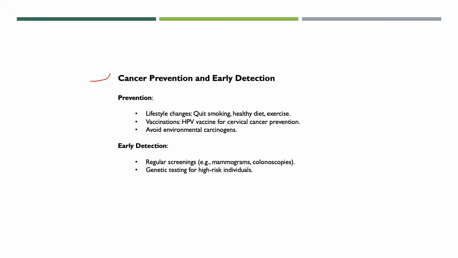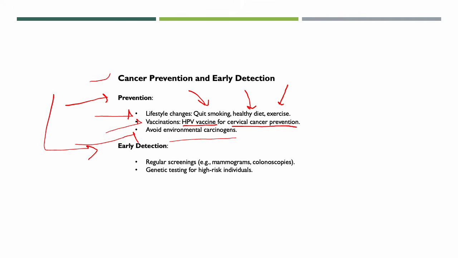Now, cancer prevention and early detection. So prevention, you can do lifestyle changes like quitting smoking, healthy diet, exercising, vaccinations like the HPV vaccine for cervical cancer prevention, avoiding environmental carcinogens. Another one is early detection, so regular screenings like having your mammograms done, colonoscopies, genetic testing for high-risk individuals.